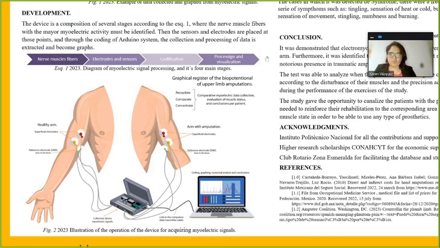The development of the device is a composition of several stages according to this scheme, where first the nerve muscle fibers with the major activity must be identified, to then put the sensors and electrodes on those specific points, and through the coding of the Arduino system, the collection and processing of data is extracted and becomes a graphic. So here in the illustration we can see the electrodes being placed on the healthy arm and on the amputee, and finally the results will give enough data to compare and to analyze.